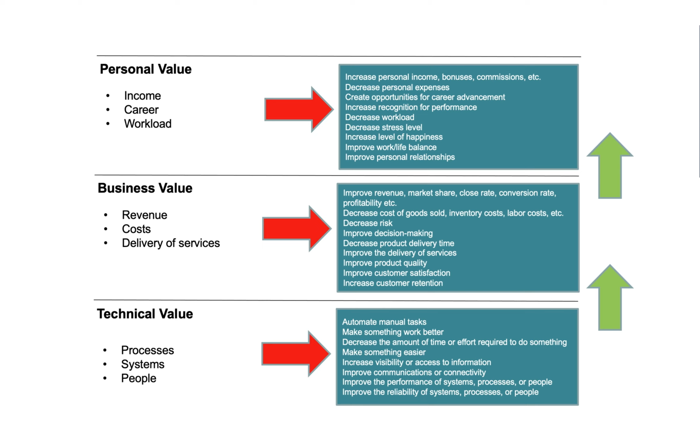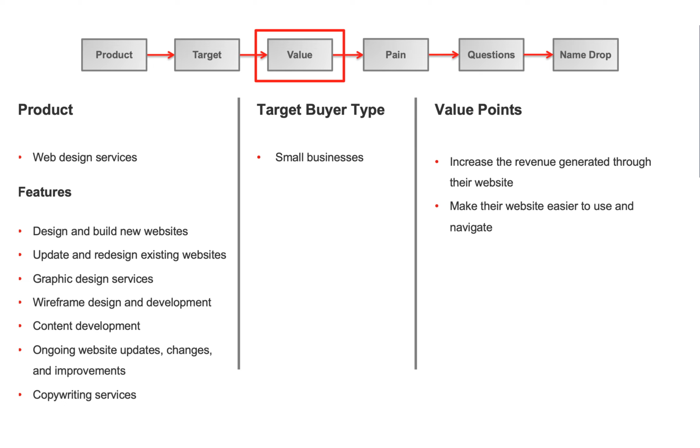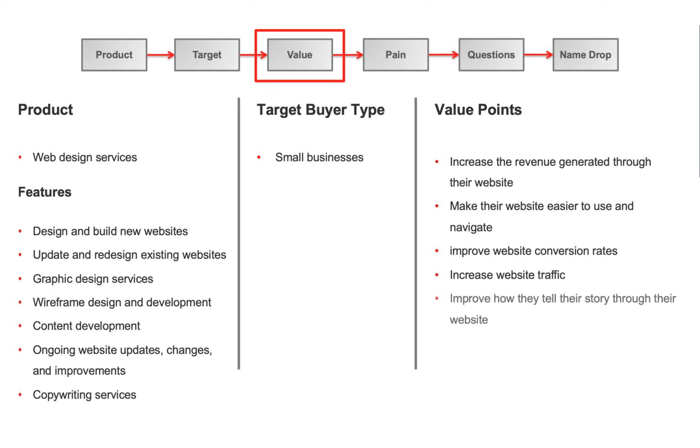I think what happens a lot of times is people get stuck in a particular area. They only think of technical improvements, or maybe they only think of business and they skip the technical. So that's just to give you some ideas. For this demo, we increase revenue that's going to be generated through their website. That's a business improvement. Make their website easier to use and navigate for their visitors. That's a technical improvement. Improve website conversions, business. Improve website traffic, might be technical.